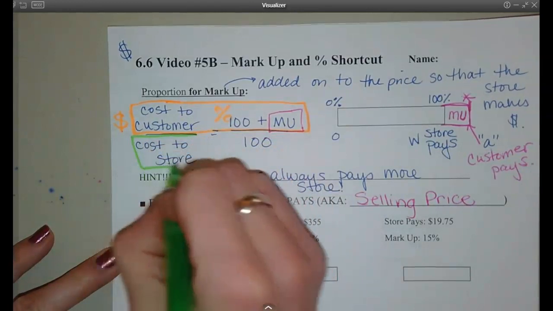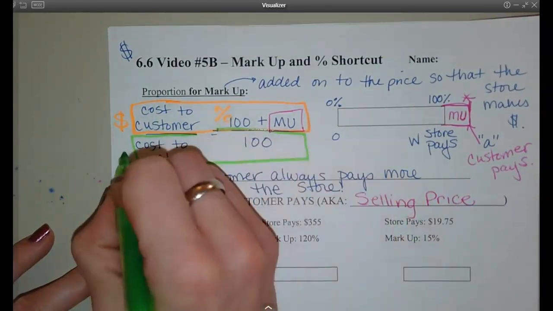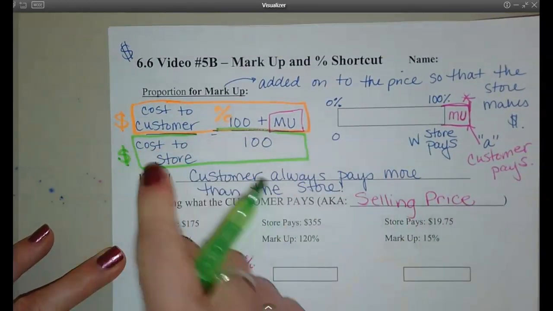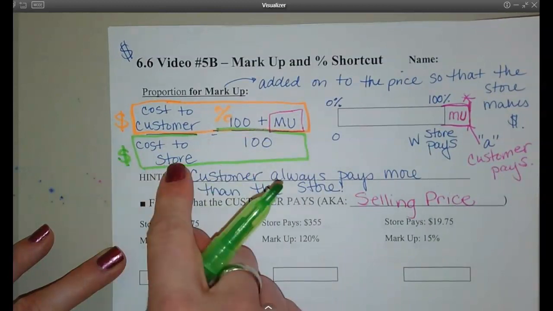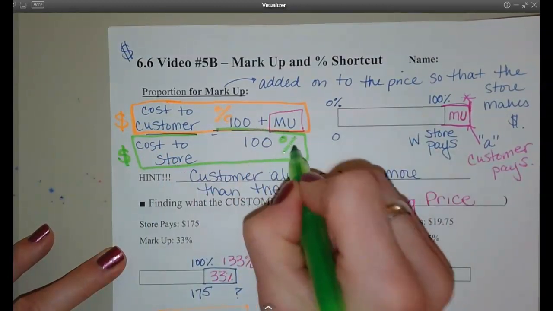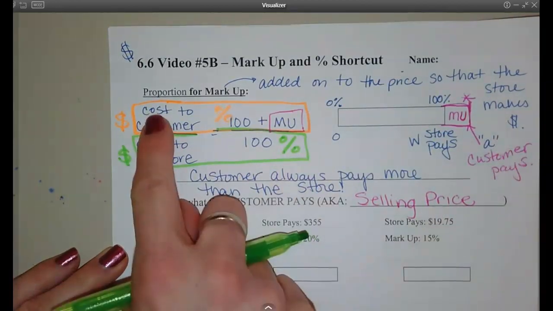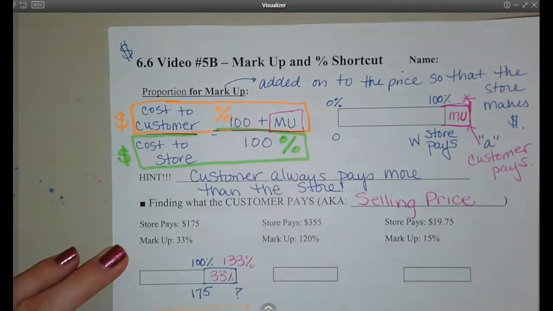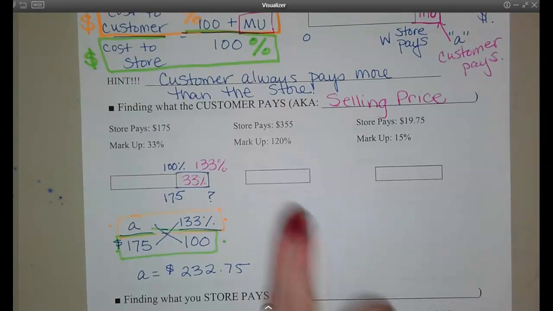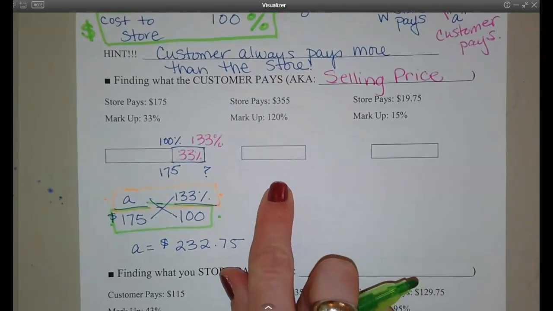We should be able to come down here, and we know that this is the money that the store pays, and this is the percent that the store pays. So if we think of it that way, customer, customer, store, store, it'll help us keep things lined up. All right, so come back down here.